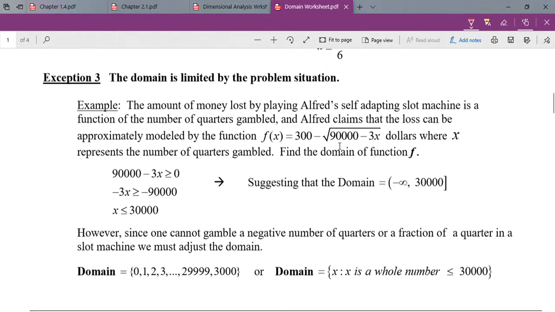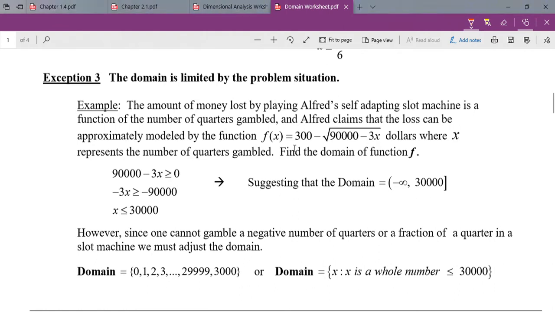So what we can see here, by our radicand rule we just did with exception 2, is we need to take what's under this radicand and make it greater than or equal to 0. When we do that and solve for x, we notice in this step that we have to switch the inequality because we're dividing by negative 3. But we find that x needs to be less than or equal to 30,000. This suggests that the domain is negative infinity to 30,000.